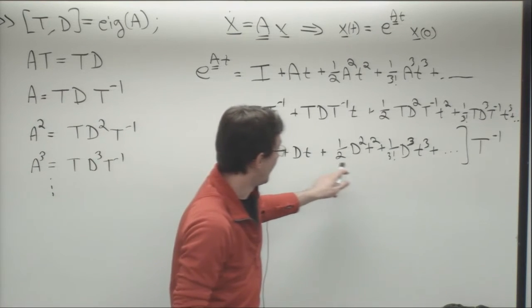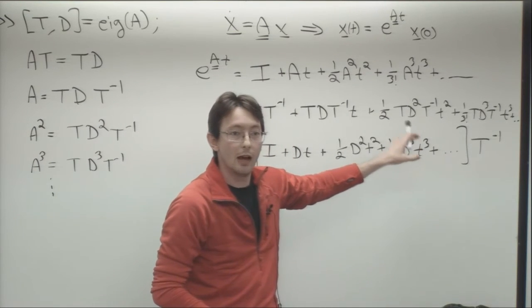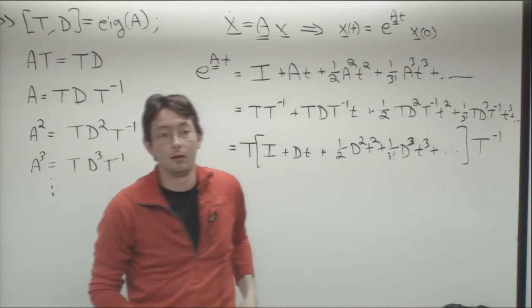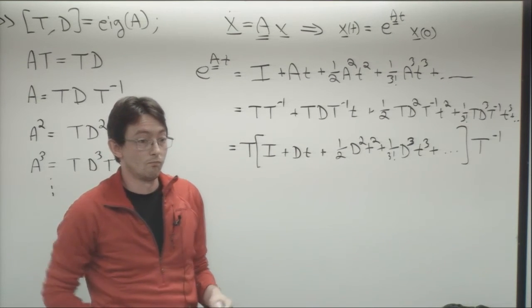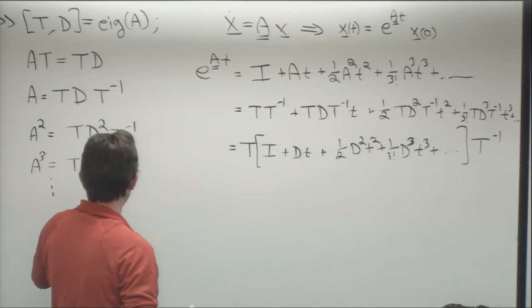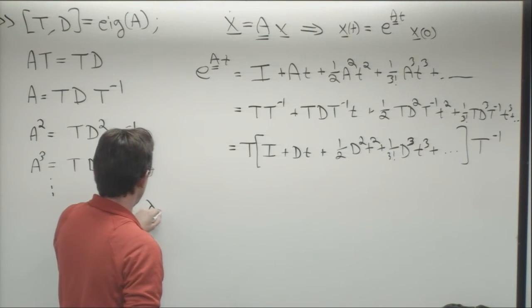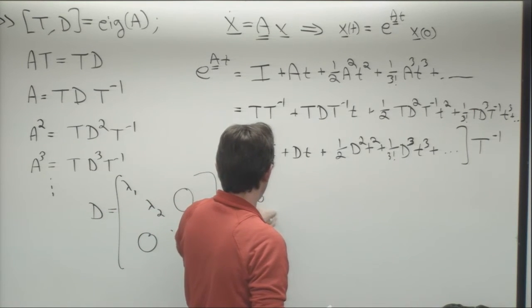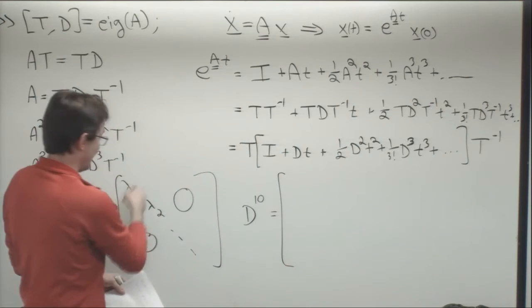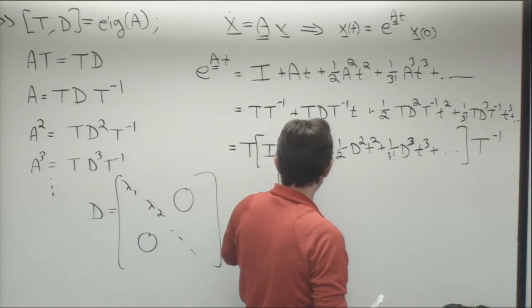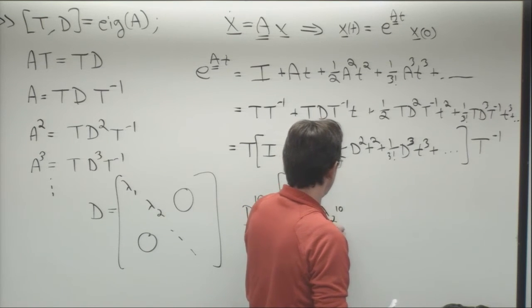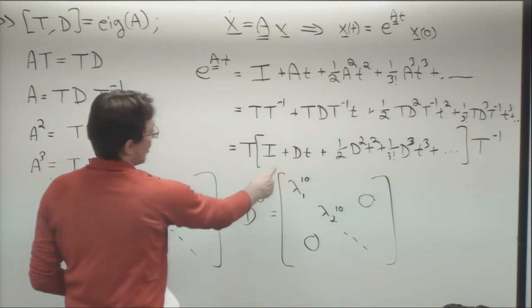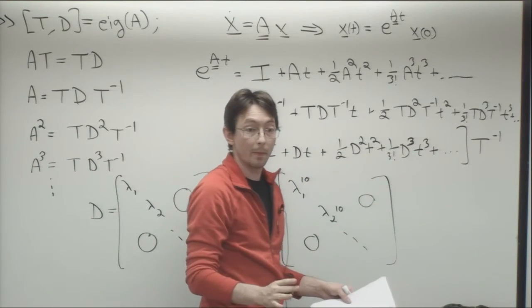Now this is kind of cool. All of these diagonal matrices, I know exactly what they do when I take them to a high power. Like, what's D to the 10th power? This is not as hard as it sounds. So D equals lambda 1, lambda 2, dot dot dot, lambda n on the diagonal, with zeros elsewhere. What happens if I take D to the 10th power? Lambda 1 to the 10th, lambda 2 to the 10th, dot dot dot, lambda n to the 10th, with zeros elsewhere. So all of these terms are super simple.